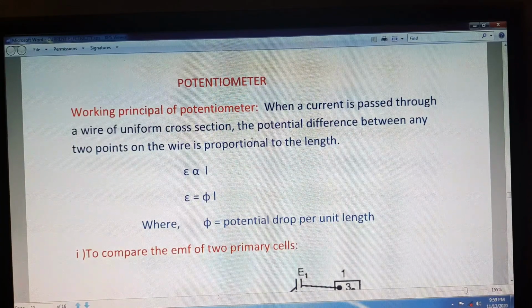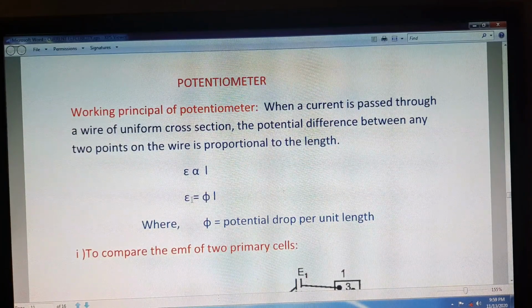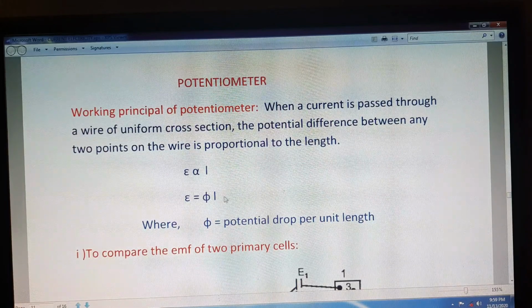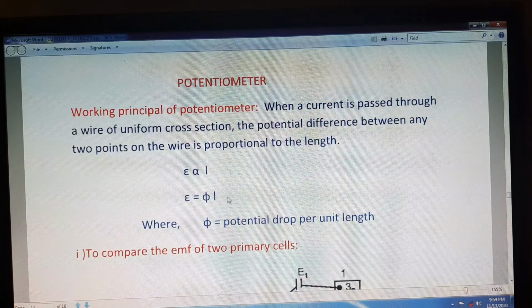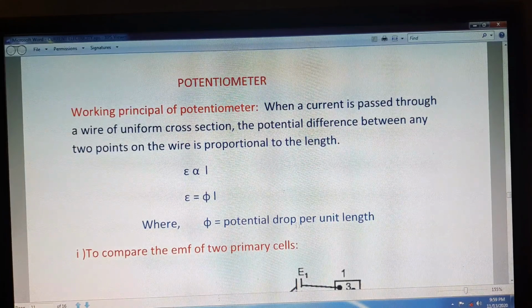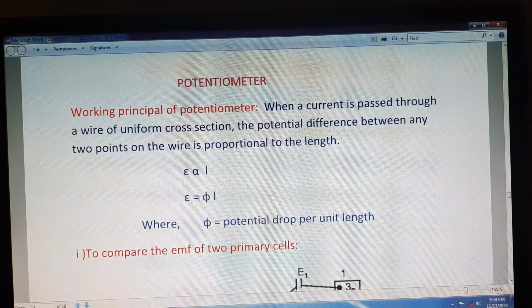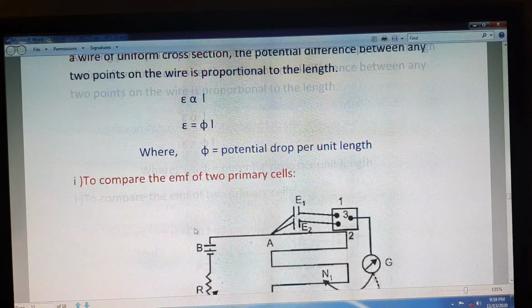The potential difference is directly proportional to the length of the wire. So epsilon is proportional to L, epsilon is equal to pi L. And also V is proportional to L, V is equal to pi L, where pi is called the potential drop per unit length. We can write pi is equal to epsilon by L. So pi is called the potential drop per unit length.